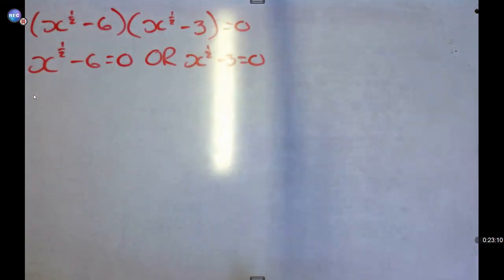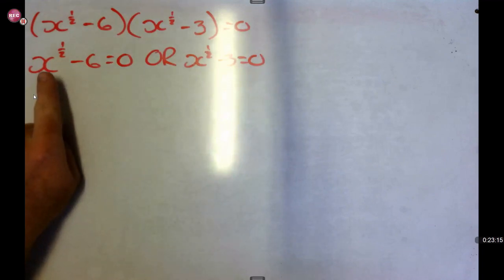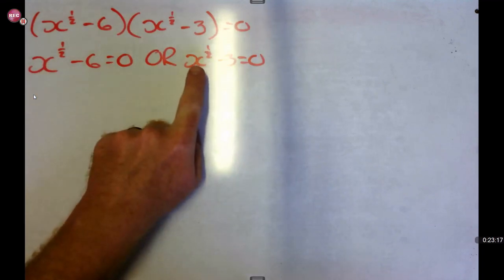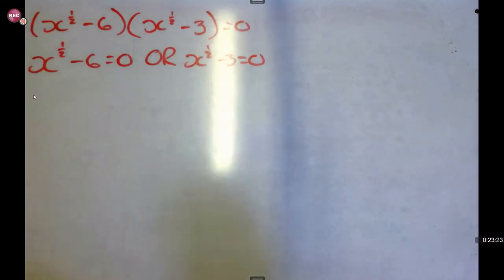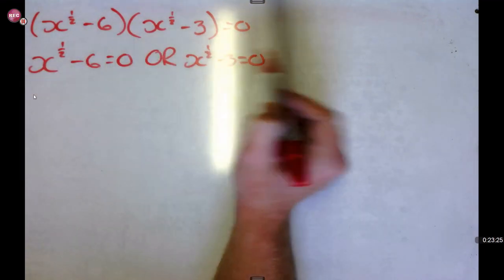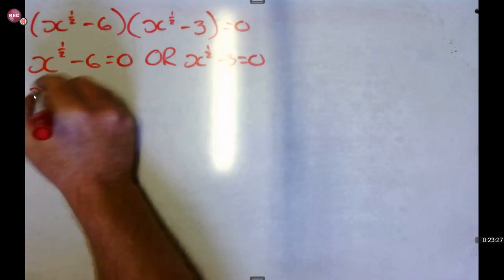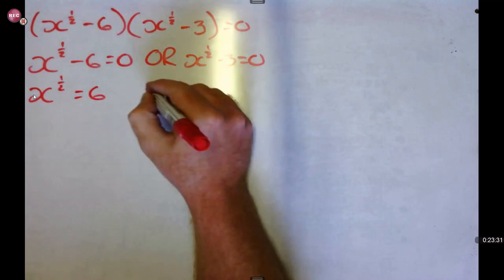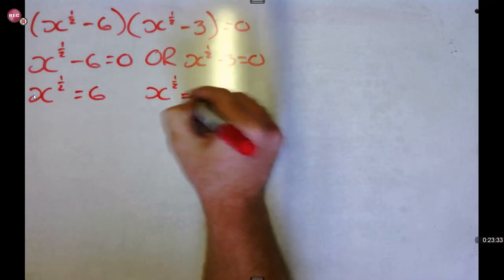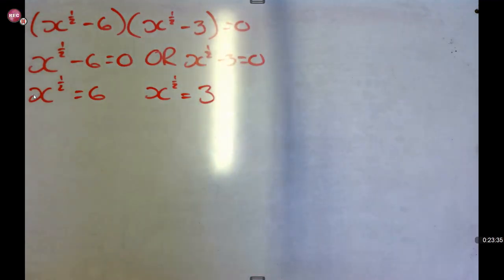Okay, what we need to do now is we need to get rid of the halves that are the exponents of the x's. Okay, so the first thing that we need to do is we need to throw the 6 over, and we need to throw the 3 over. So we need to say x to the power of a half equals positive 6, as well as x to the power of a half is equal to positive 3 in this case.